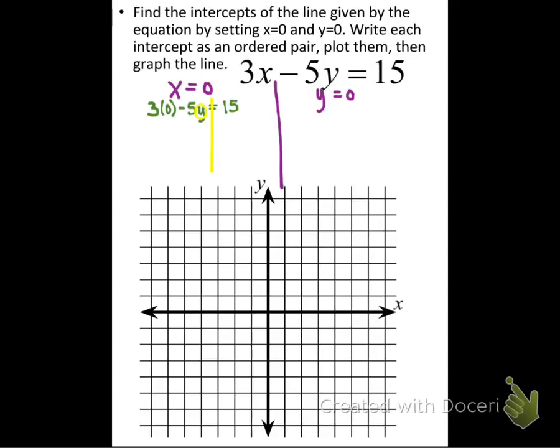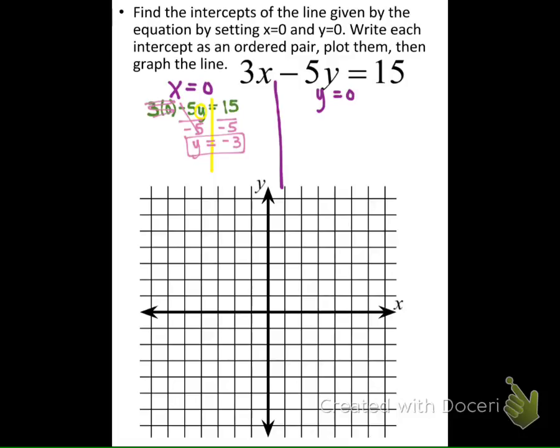All right. Now, 3 times 0, I can just get rid of that because that's going to be 0. I now need to solve for the variable y. How do I get the y by itself? Divide by what type of 5? Negative. Negative 5, yeah, don't forget that negative. So I'm going to divide each side by negative 5. So then y is going to equal 15 divided by negative 5, negative 3.